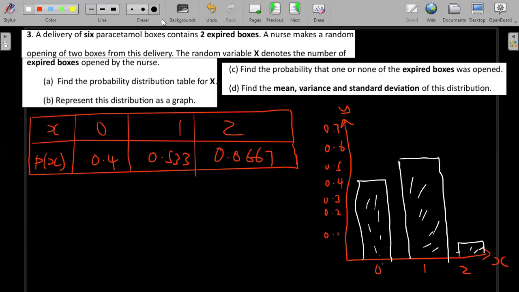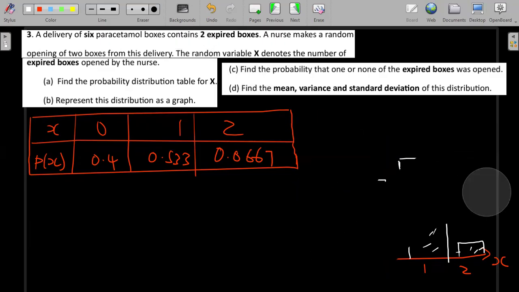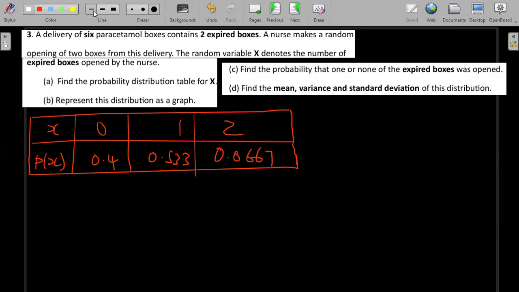All right, so that's the graph. And then from there, we can go to C. So C, they're saying what? They're saying find the probability that one or none of the expired boxes was opened. So what is the probability that one or none?